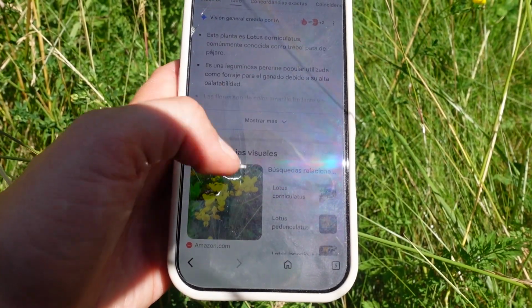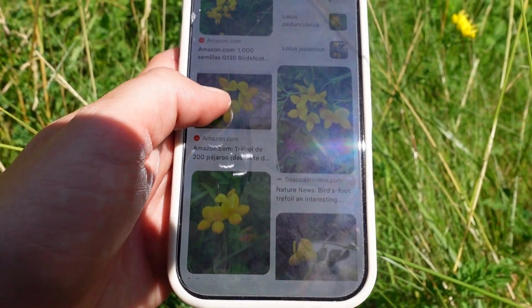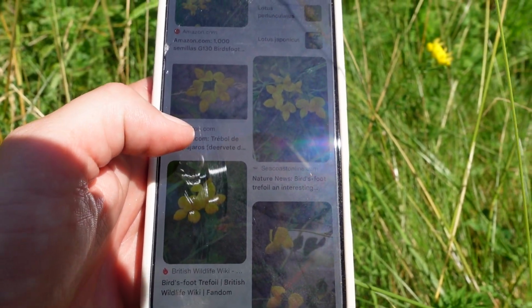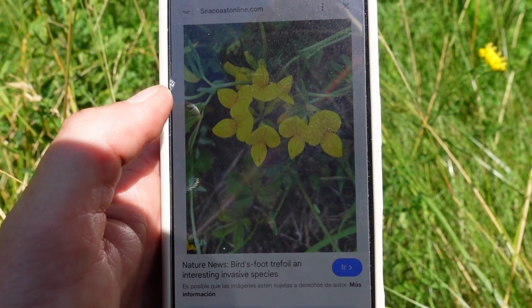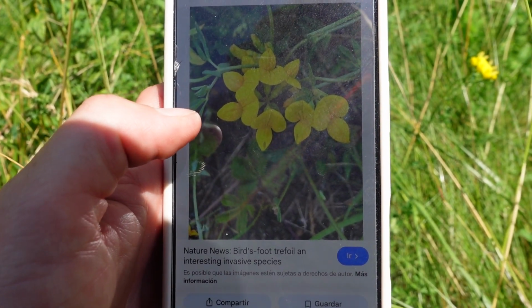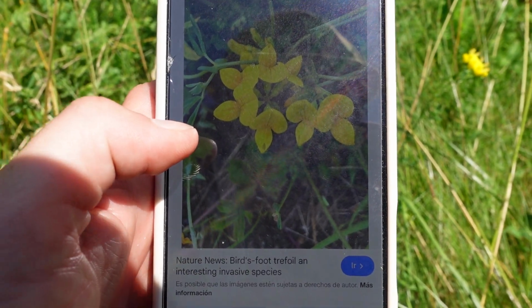and this is called a bird's foot trefoil. My favorite color is yellow, so I like the bird's foot trefoil.